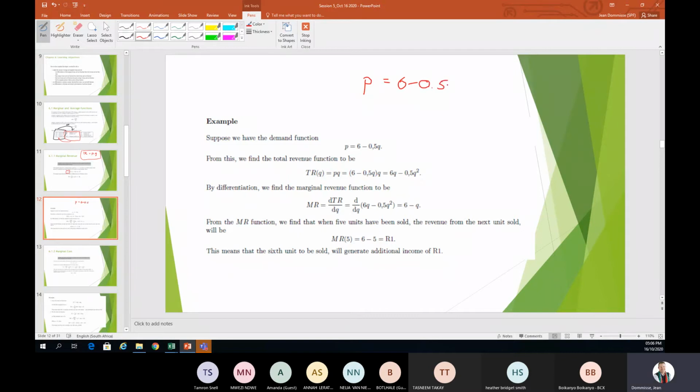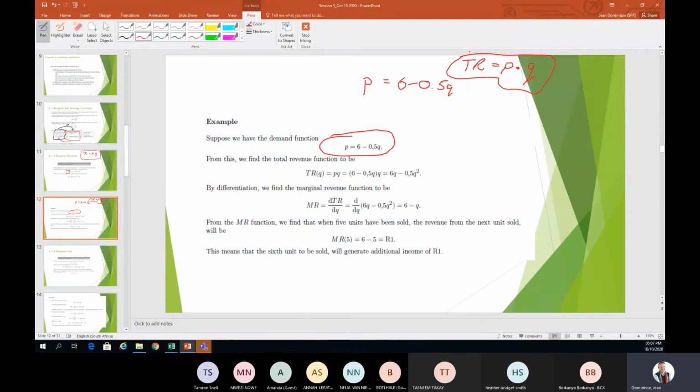Okay, so now remember, what was your total revenue formula? It was price times quantity. So suppose they give you the demand function. Now you need to work out what's your marginal revenue. So now it's like, oh, how do I get that?